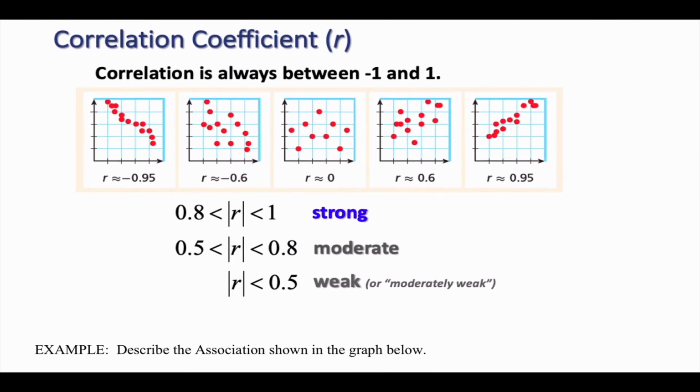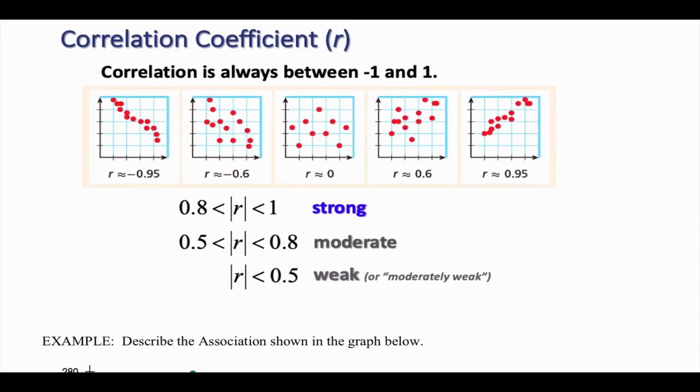Okay. So let me give you a number line. So let's do a number line real quick. Okay. -1 is the lowest you can have. +1 is the highest you can have. -1 and +1 are what we call extremes. They are perfect negative, perfect positive linear relationships. They're a straight line, either going positive or going negative.